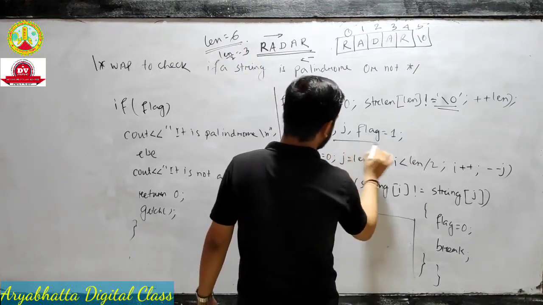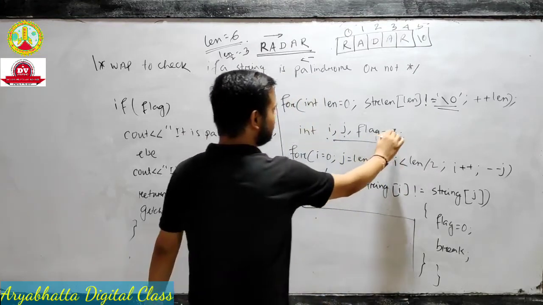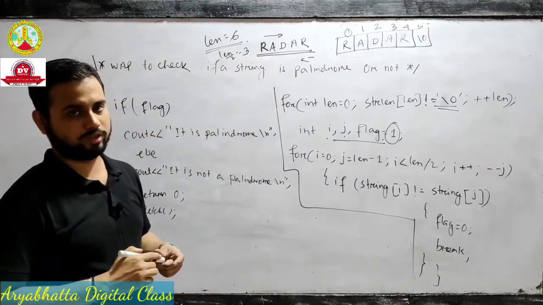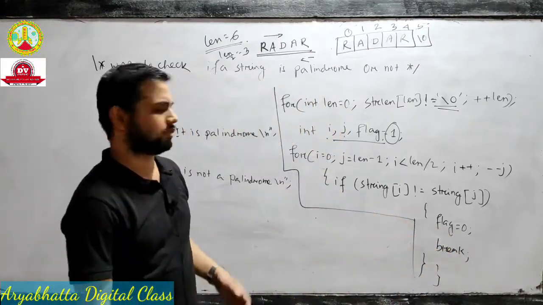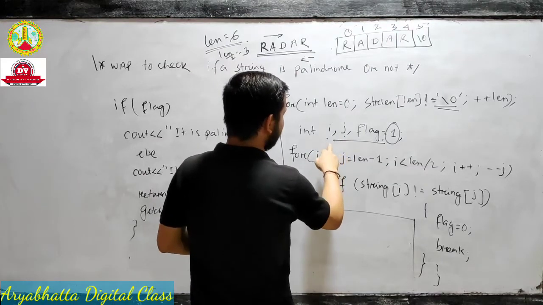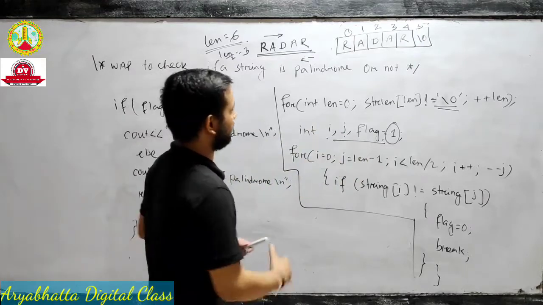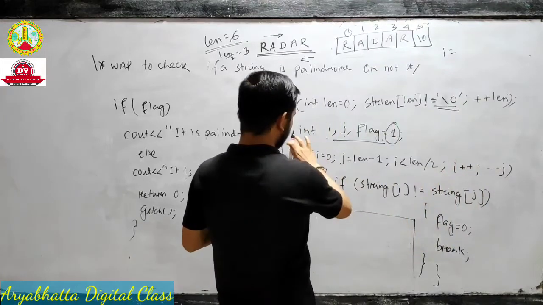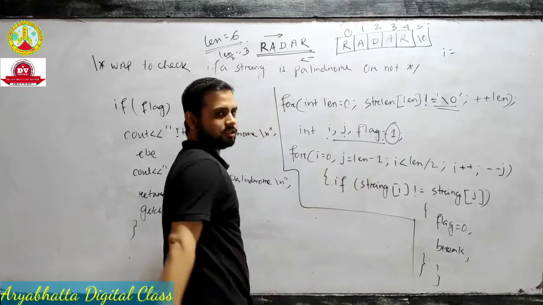Here we take three variables: i, j and flag. Flag equal to 1 means your string is a palindrome, and if flag is equal to 0 it means your string is not a palindrome. You just remember it. i is used for the forward direction and j is used for the backward direction. Here the loop is a for loop written in one line. One is for increment, the other is decrement.